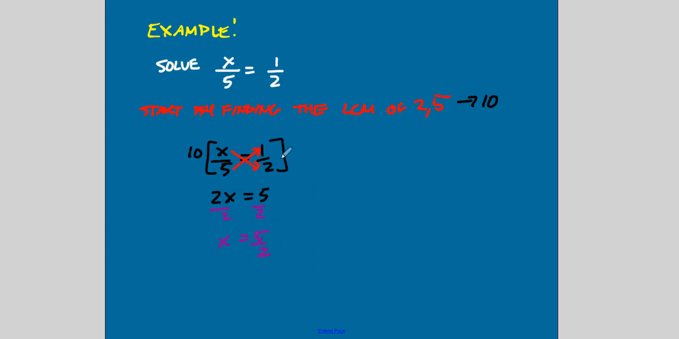So my point here is this is the reason it works, but I could have just done the same thing by cross multiplying. Take 2 times x equals 5 times 1, which is 5, and then we get 5 halves. Okay, so you don't have to do this every time.